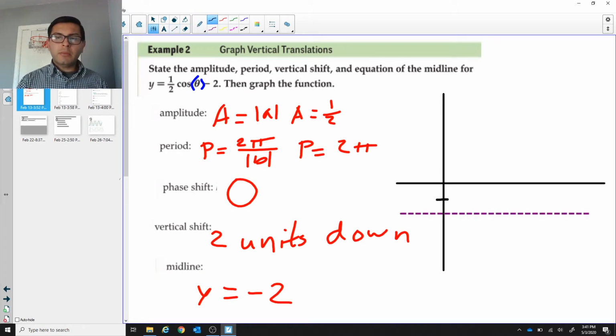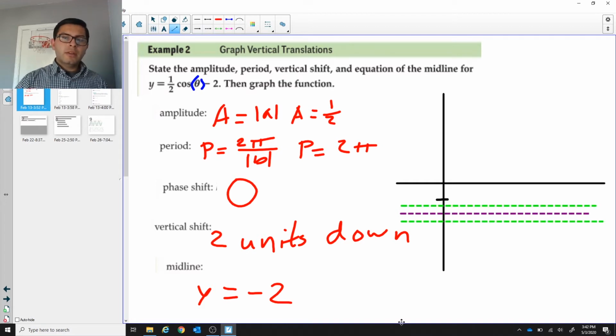So here we have a midline at -2. The next step is that we want the upper and lower bounds of our graph. So there we would look at the amplitude. Our amplitude is 1/2, which means that it's only going to go 1/2 above and 1/2 below our midline. Now, if this is the bounds of our graph, that means that this is going to be a little bit cramped, but that's all right. We can graph it anyways.